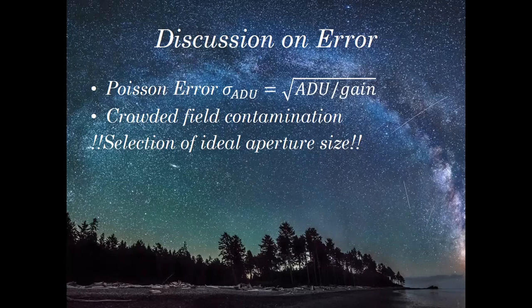And how to calculate this error? This error is denoted by sigma ADU, and it can be calculated by the square root of ADU. ADU is basically a count term, the photon count term, and you need to divide it by the gain. If you take the square root of these counts per gain, you'll get the Poisson error.